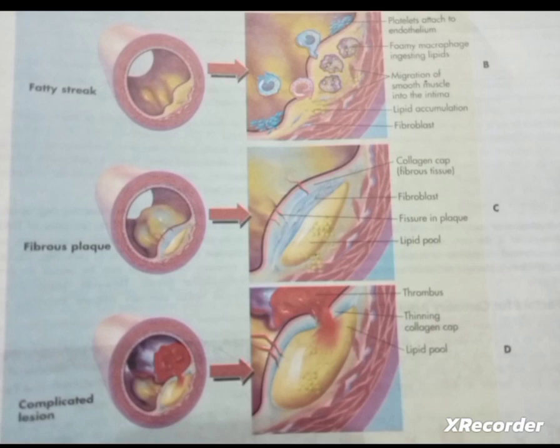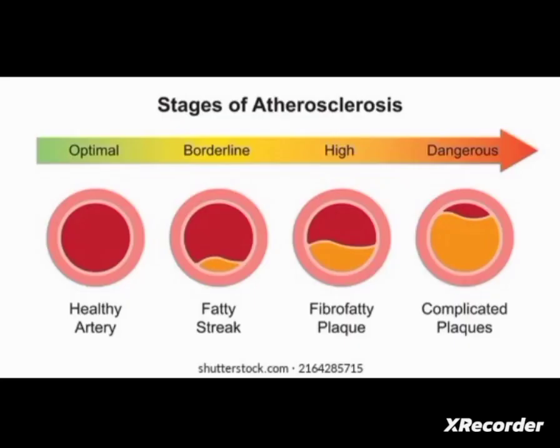So the appearance of this complicated lesion is usually red in color, and the collagen fibers appear blue. In complicated lesion, usually there will be total occlusion of the artery. In this stage, you can see that there is the borderline, that is fatty streak, and the high risk area, that is fibrofatty plaque or fibrous plaque. Then the very dangerous situation, that is complicated plaque.